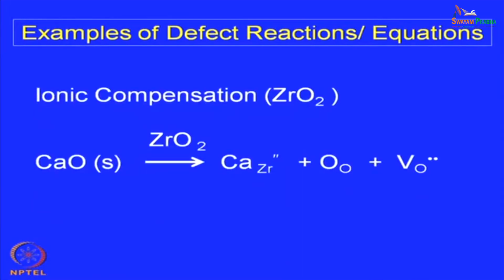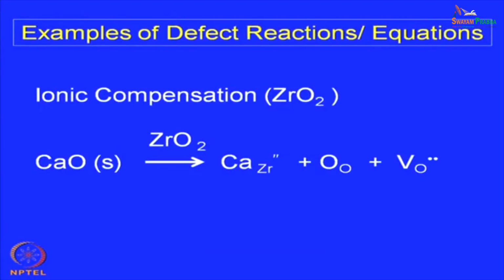Now, we have already seen some reactions, how to write reactions. This is another few examples in a slightly different way. There are two possibilities. One is what we call the ionic compensation, because we are talking about non-stoichiometric oxides. So, the right kind of ratio is not there, okay, and both the species are charged species. So, if one of them is not there or available in less quantity than the other, then there is a charge imbalance.